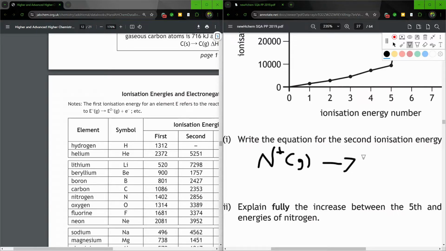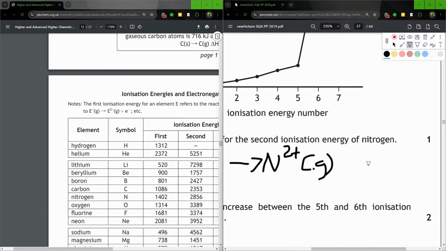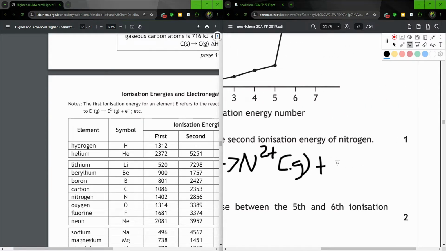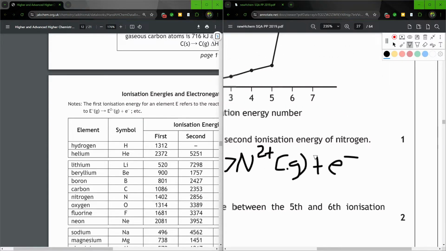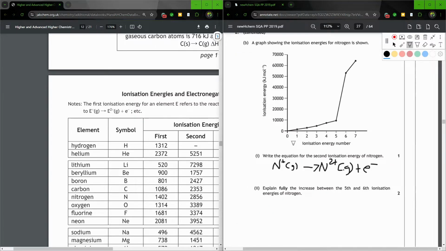Remember, we always have the G because we're assuming these are gaseous ions. 2 plus, remember the G again. And then plus a single electron. And there we go. That's all you need to do.